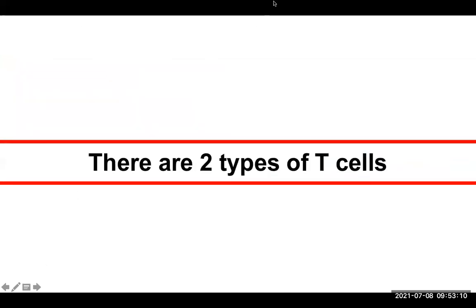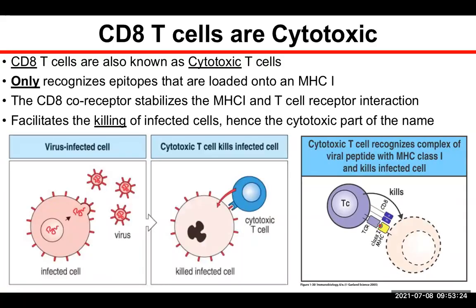So I'm going to emphasize two different types of T cells. In reality, I'm an immunologist by training, so there's actually a huge number of T cells that exist. But for simplicity, the two that you need to know are CD4 and CD8 T cells. We're going to start with CD8 T cells as they're relatively simple. Basically, the other name for them that people will use interchangeably is cytotoxic T cells.